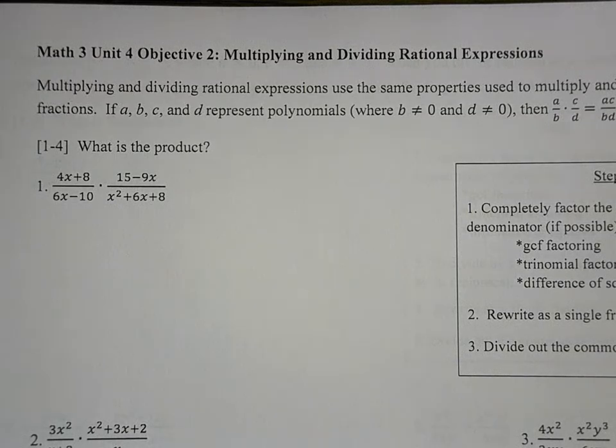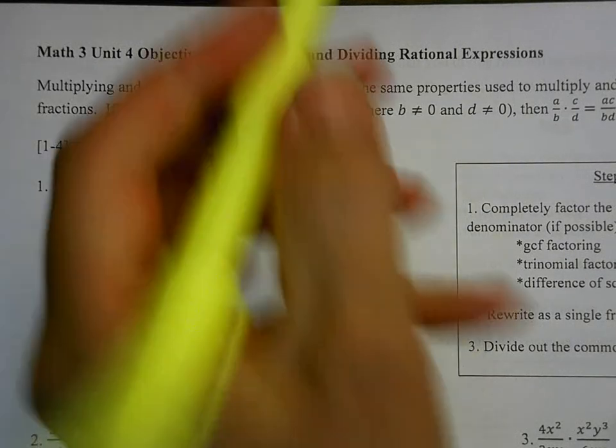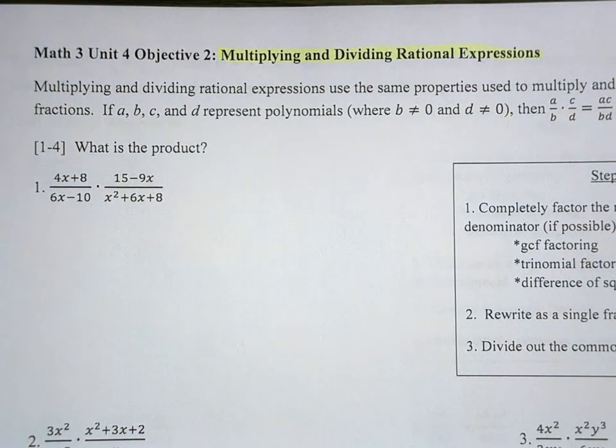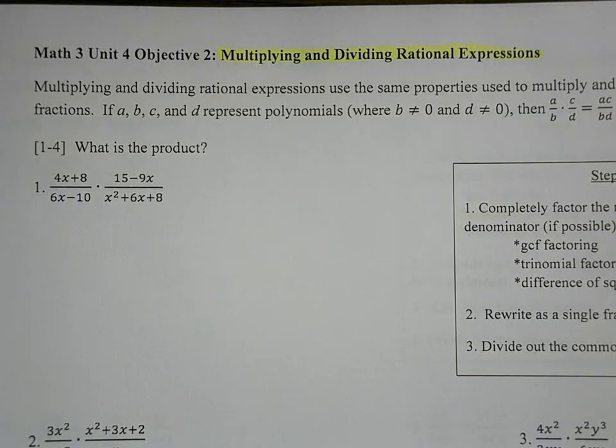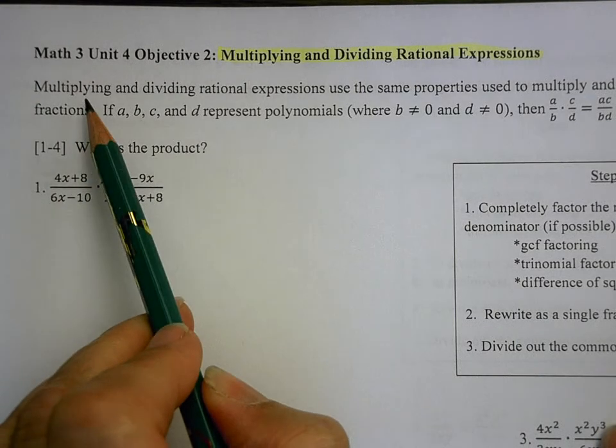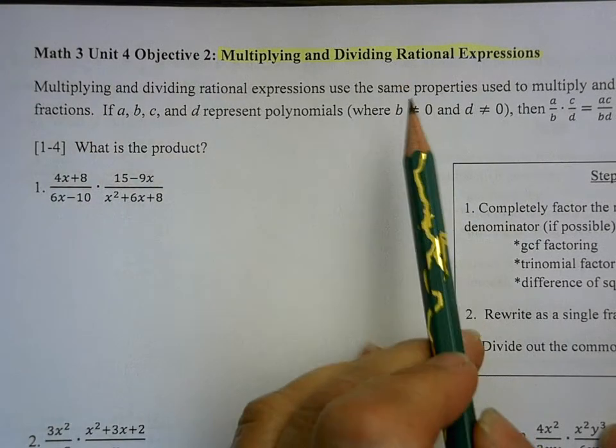This is the video lecture for Math 3, Unit 4, Objective 2, and we're going to be looking at multiplying and dividing rational expressions. And just a reminder, rational expressions, again, are just working with fractions, right? So polynomial in the numerator, polynomial in the denominator, and that's what a rational expression is. So just a couple of things to remember.